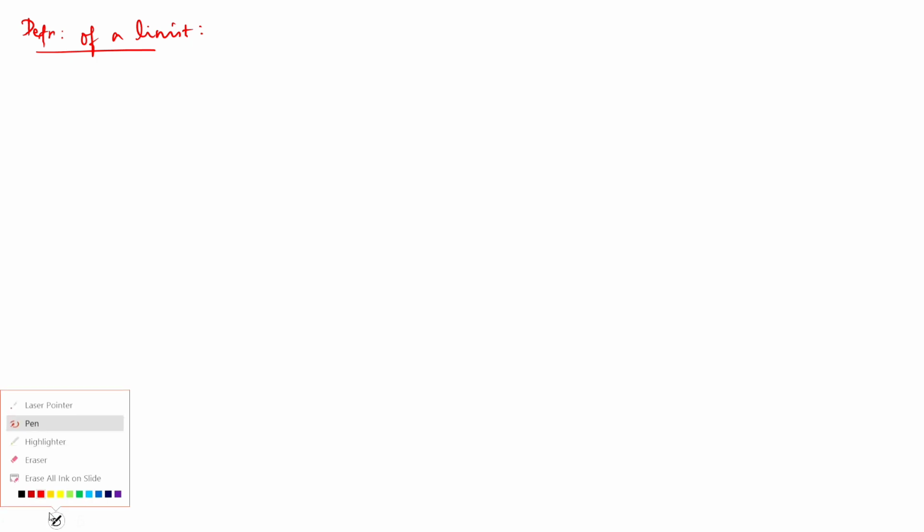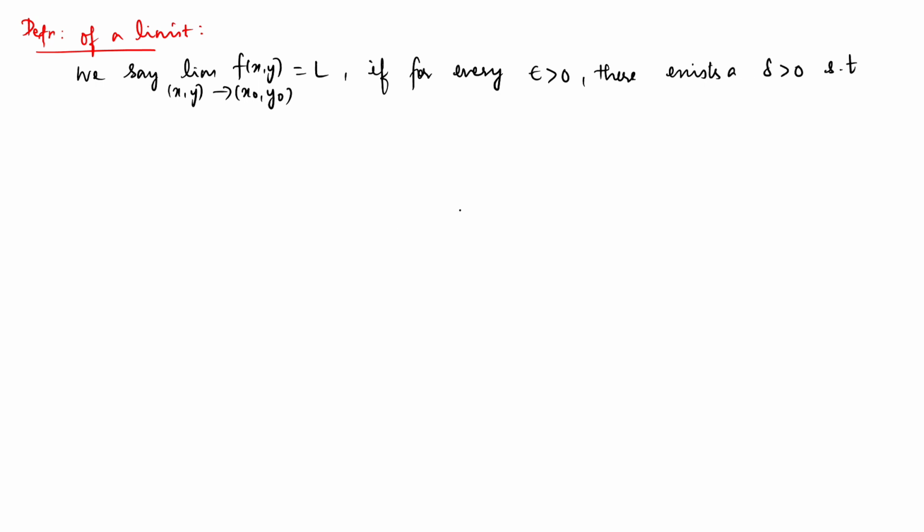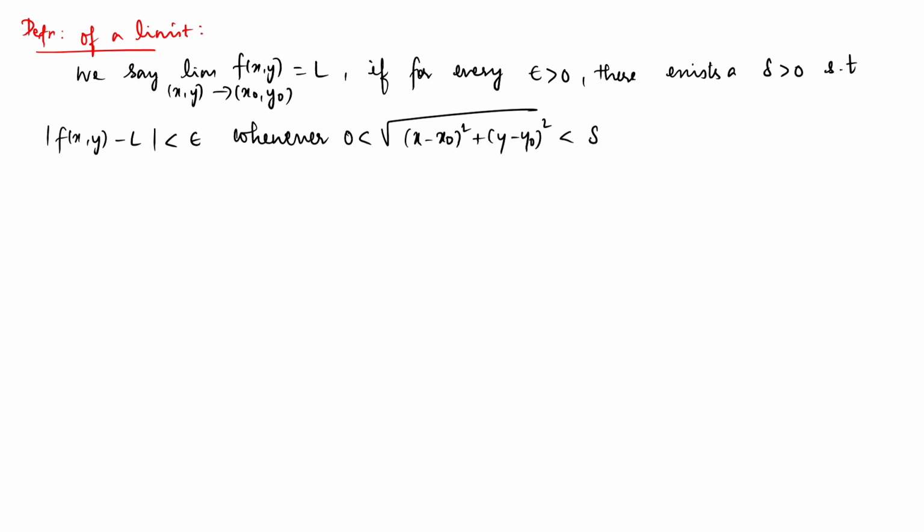So how are we going to do it? We say the limit as (x, y) approaches (x naught, y naught) of the function f(x, y) is L if for every epsilon positive there exists a delta positive such that the absolute value of f(x, y) minus L is less than epsilon whenever 0 is less than the square root of (x minus x naught) squared plus (y minus y naught) squared, which is less than delta.